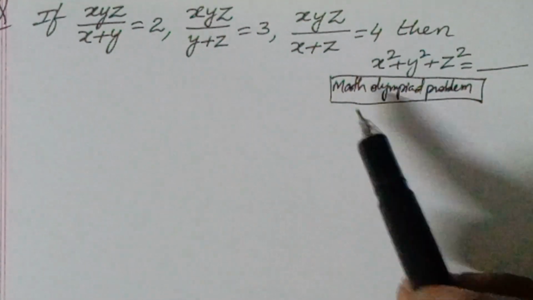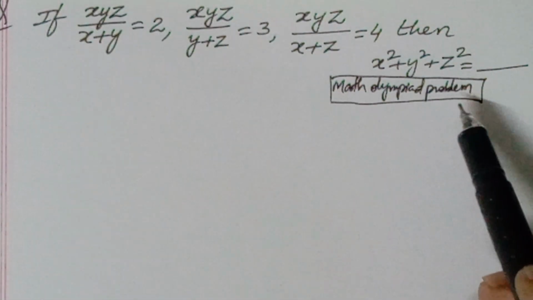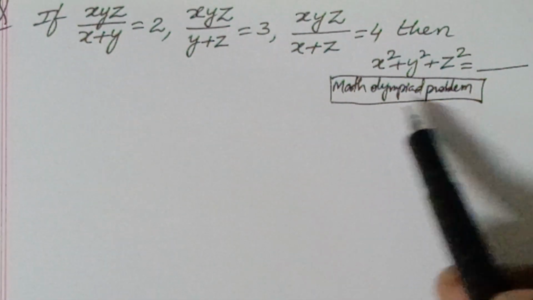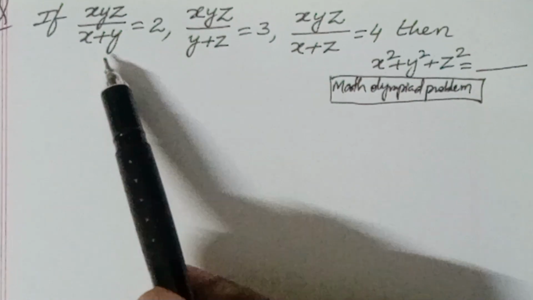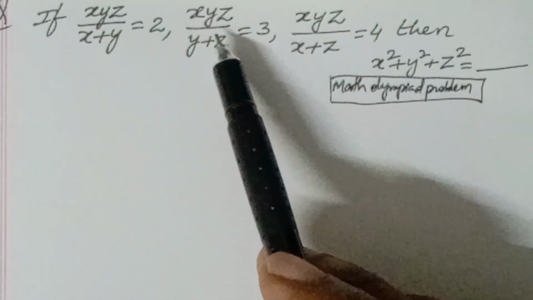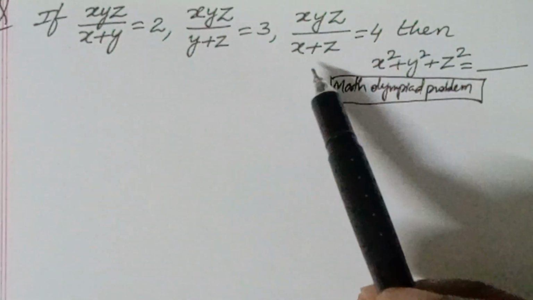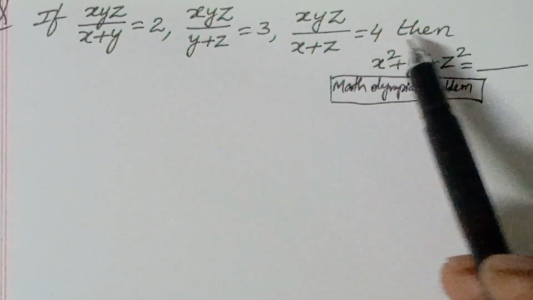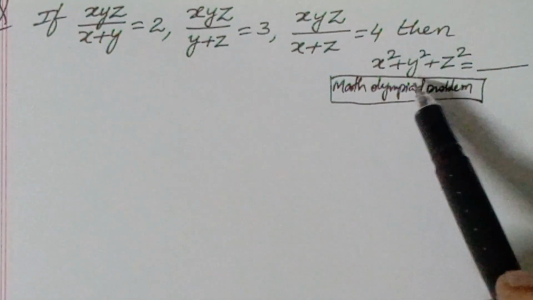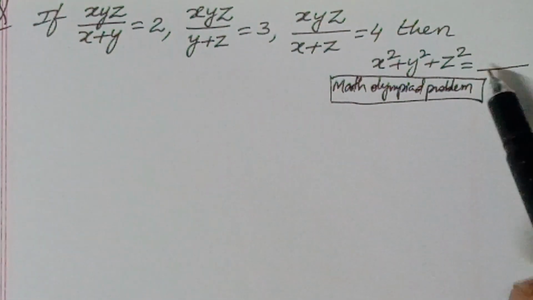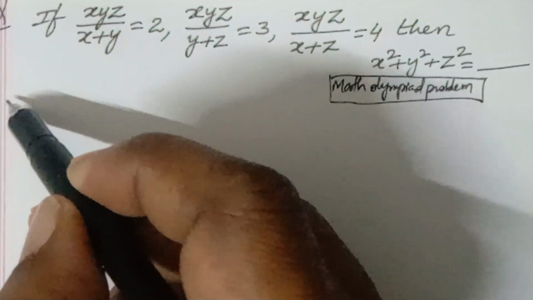Today we are going to see one Math Olympiad question, a logical question. The question is: given xyz by x plus y equal to 2, xyz by y plus z equal to 3, xyz by x plus z equal to 4, find the value of x square plus y square plus z square.